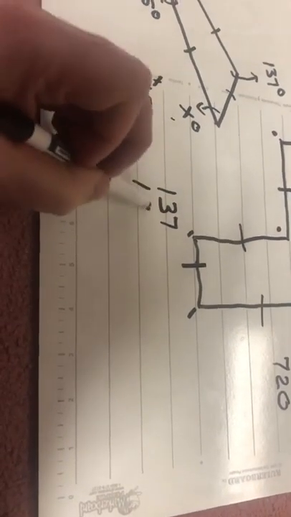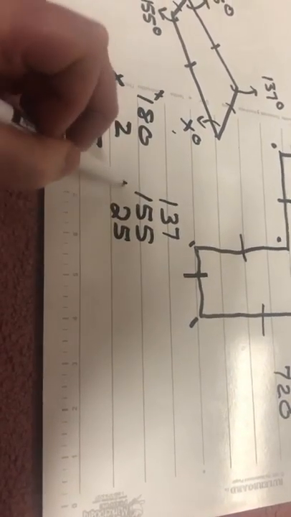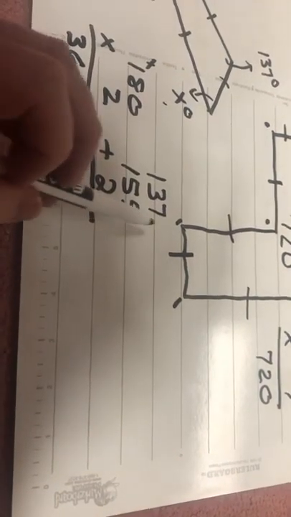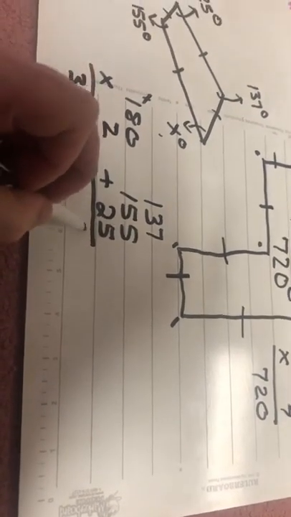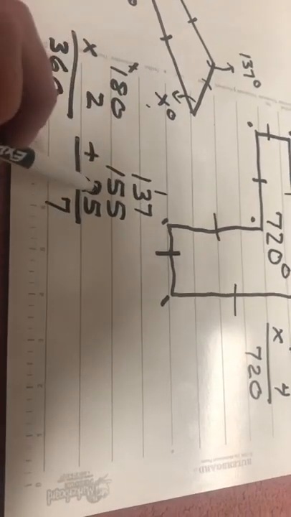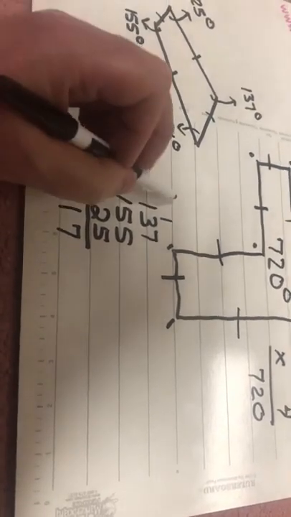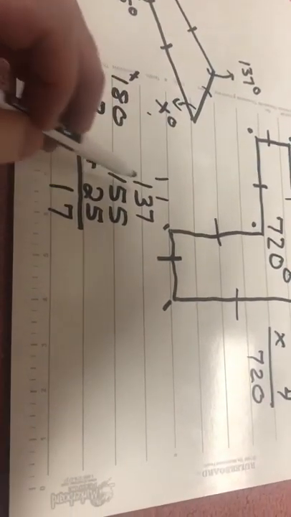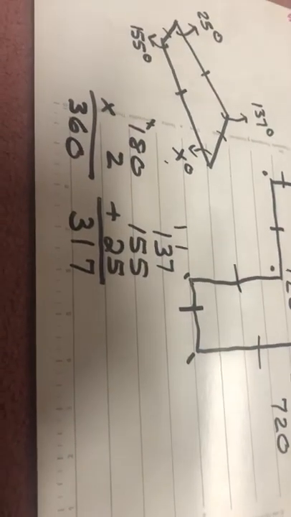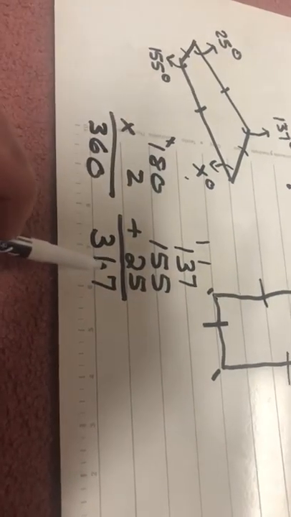137, 155, 25. I'm going to add all those together. 5 plus 5 is 10, plus 7 is 17. Put the 7 down, carry the 1. 1 plus 3 is 4, plus 5 is 9, plus 2 is 11. Put the 1 down, carry the 1. 1, 1, and 1 make 3. I get 317. Once again, it would be easy to rush and think, well, oh, x equals 317.